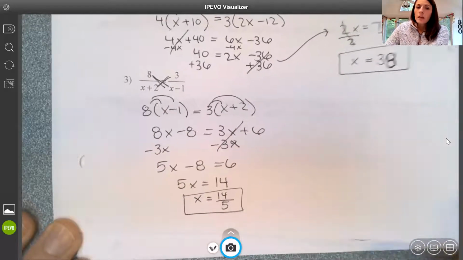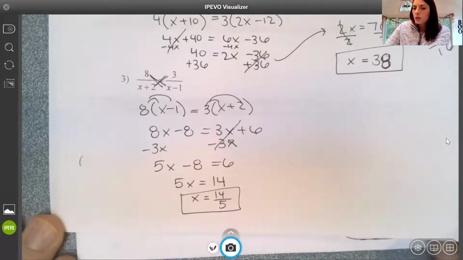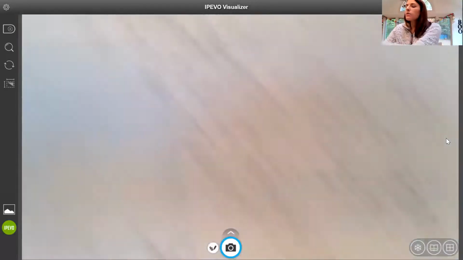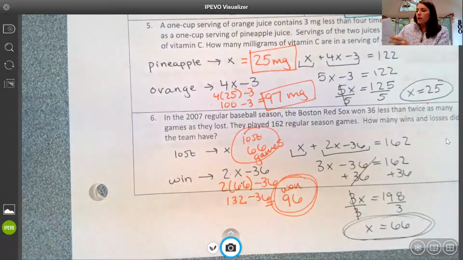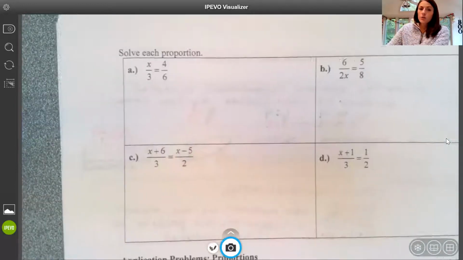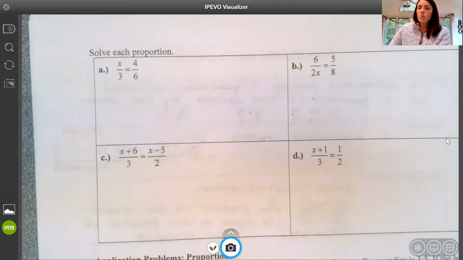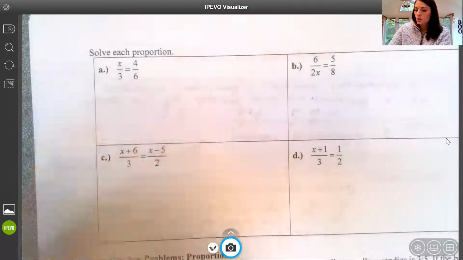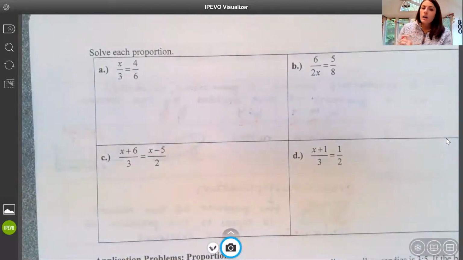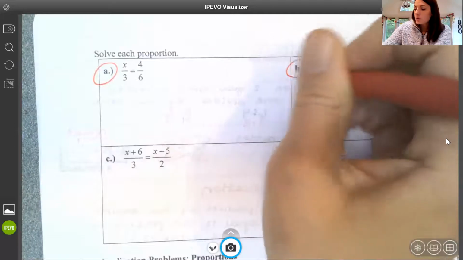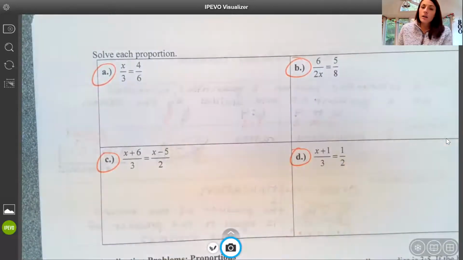Now what I want you to do is pause the video. If you flip the page over, you'll see that there are 4 proportions on the back side of these notes, and you're going to try A, B, C, and D on your own, and then start the video back up again and see how you did.